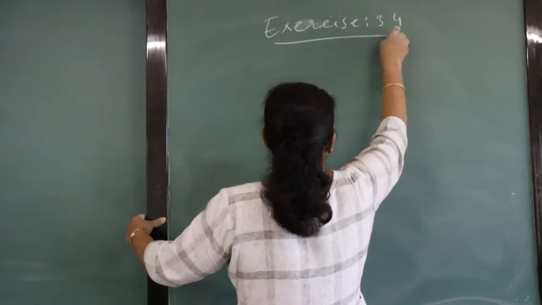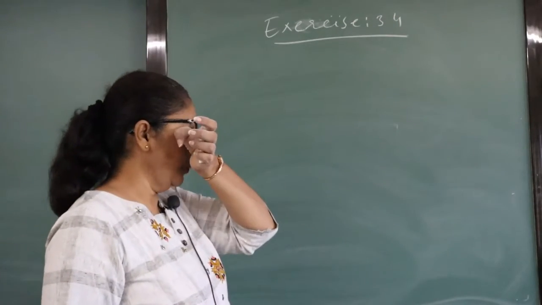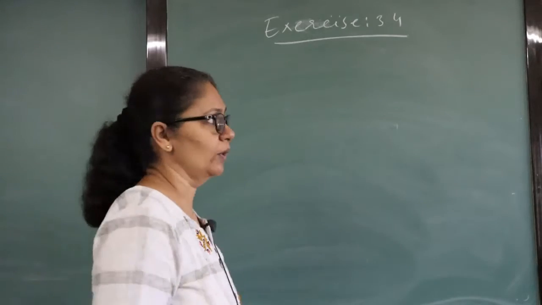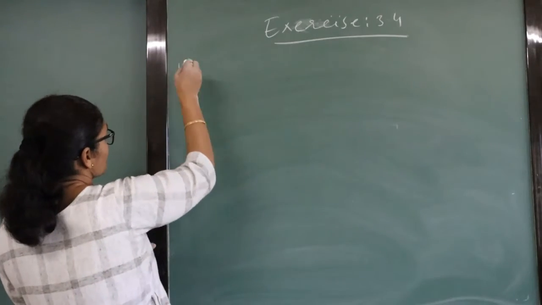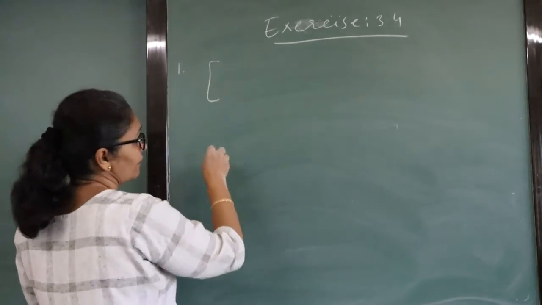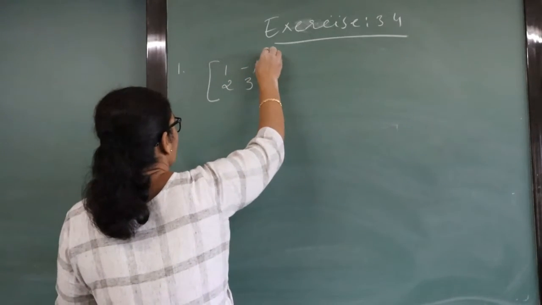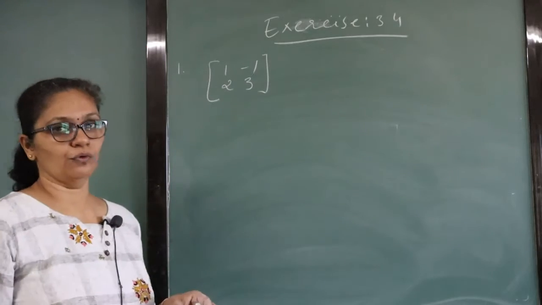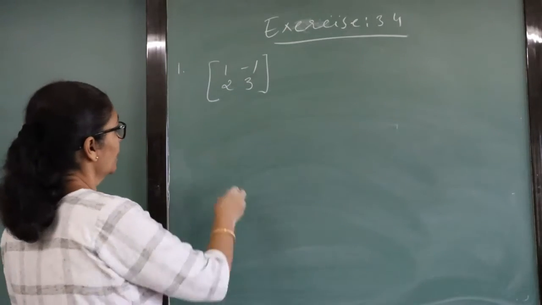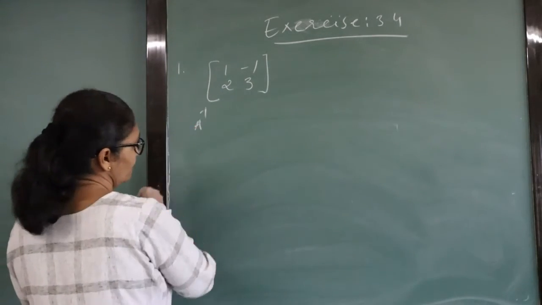Now this is your exercise 3.4. In 3.4, the first 13 or 14 questions are given with 2 by 2 matrices only. So we start with the first question. The matrix is given as 1, -1, 2, 3. Now we have to follow the row reduction method. So how can we find the inverse?